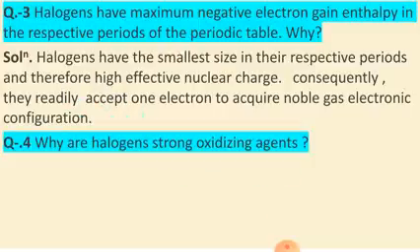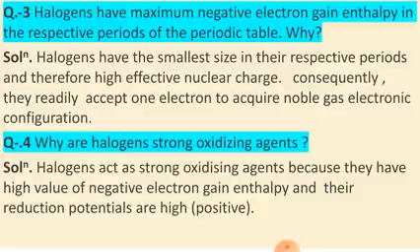Now dear students, next question, why are halogens strong oxidizing agents? I also told you this: halogens act as strong oxidizing agents because they have a high value of negative electron gain enthalpy and their reduction potentials are high, that is positive. So due to this reason, that is the more positive E naught value, halogens have strong oxidizing nature.